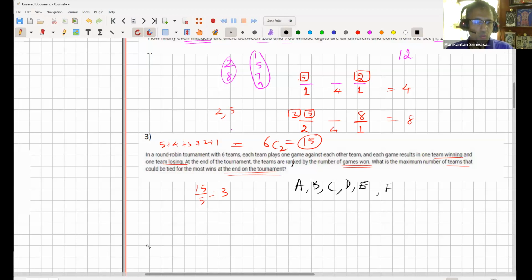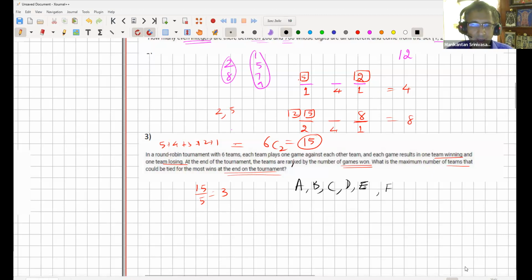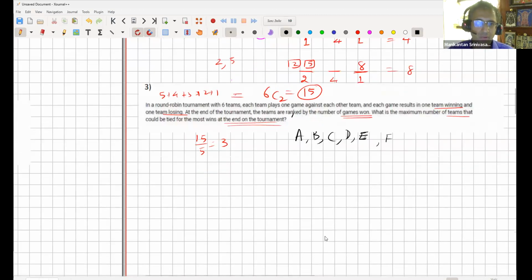Okay. What about you, Navya? Navya, you're on mute, and your video is off. Basically, if F loses all of their matches to A, B, C, D, E, then won't it be possible? Yeah, so tell me. It will be possible, but give me an example. Give me a scenario where it will be possible.